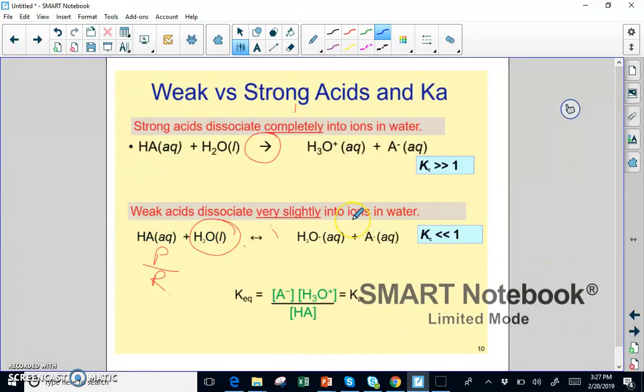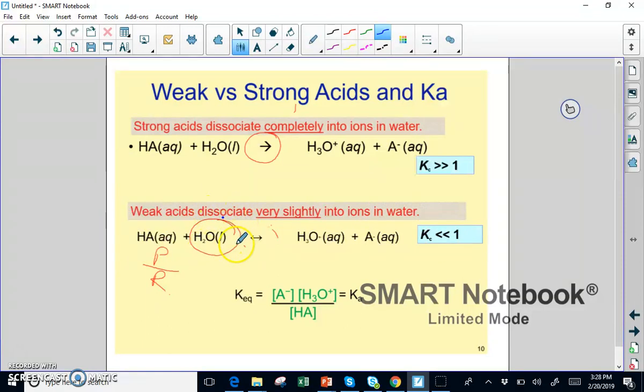We have one more part of this, which is Ka. Strong acids, as we discussed, completely dissociate into ions. So when you put a strong acid into water, it completely dissociates. There's none of this left, and that's why we have the forward arrow. From equilibrium, we learned when things go in the direction of the products, K is huge, or much, much greater than 1. Weak acids dissociate very slightly, so most of it will still be left in the acid form. So weak acids have Ks that are very, very small, or less than 1, because they favor the reactants.